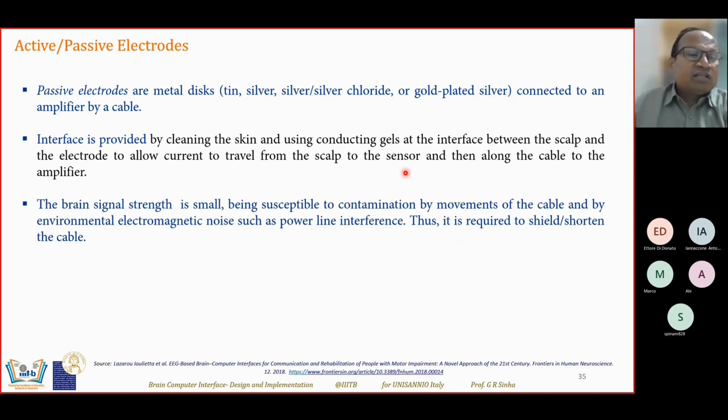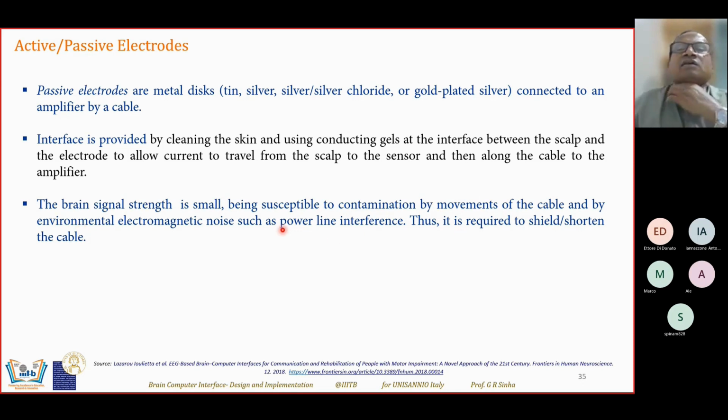We have already covered that the brain signal strength is very small. Now, why do we use an amplifier? Because when we take a small signal, it can be corrupted or contaminated by movement of the cable or some artifact, and therefore we amplify. So the contamination may be by environmental electromagnetic noise such as power line interference.